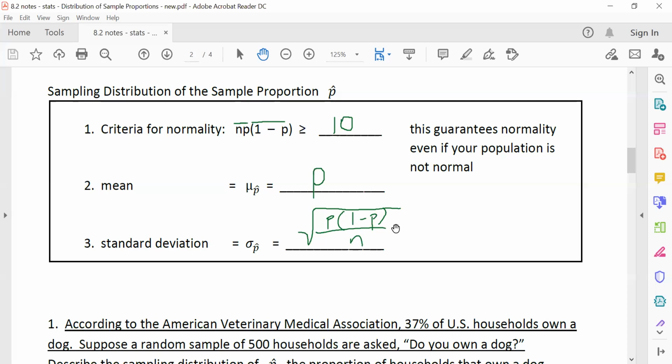So basically, earlier we had to check that the sample size was large enough, that it was at least 30. Here, we can check that it's at least 30, and that's usually going to be sufficient. But we also need to check something else. We need to check that n times p times 1 minus p exceeds 10. That's going to be our checker this time.